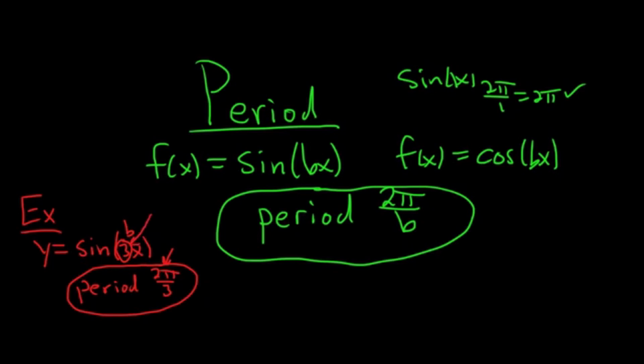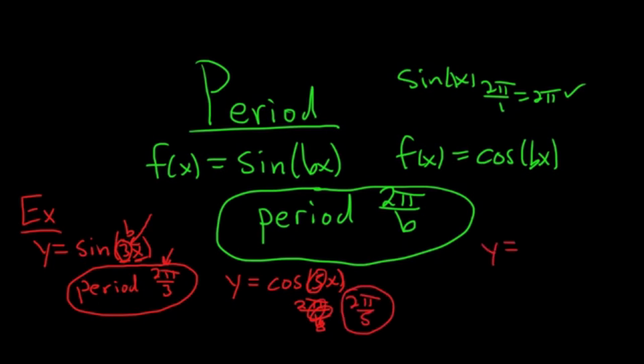That's a kind of a cool concept. Whenever you have a 3 there, it's traced out 3 times as fast. So if we had cosine 5x, then the graph of cosine is traced out 5 times as fast. Kind of just some extra knowledge. So b is 5, and this would be 2 pi over 5. That would be the period.